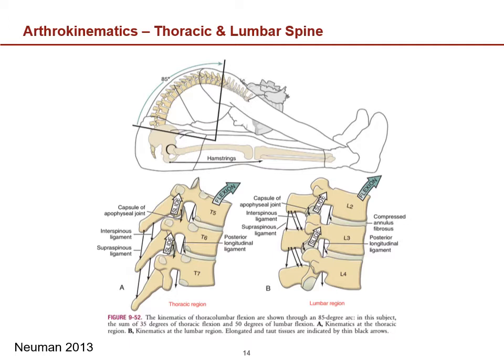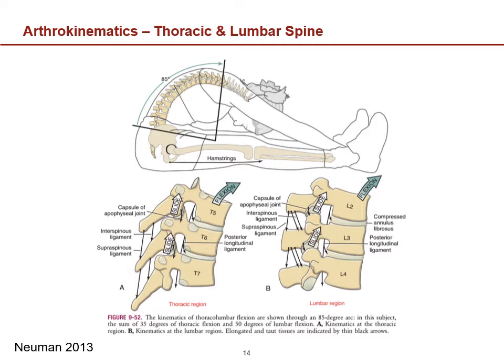Okay, moving to the thoracic and the lumbar, we're going to lump these two segments together, as Neumann lumps them together, from the standpoint that they have very similar kinematics, with the exception of rotation and side bending, which we'll get to.